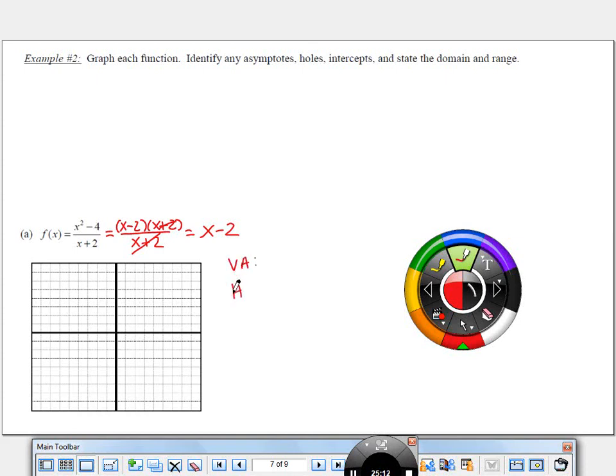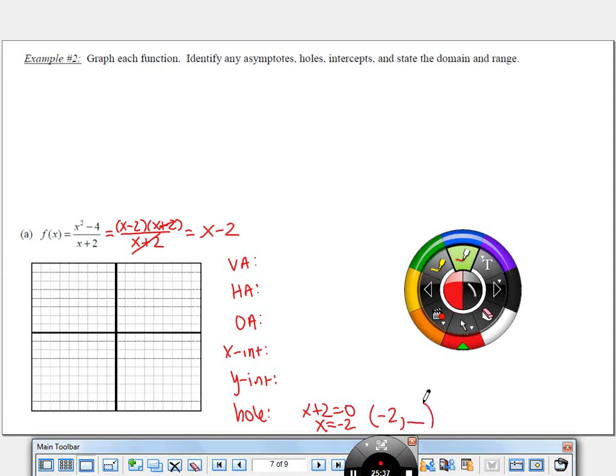So we'll do all of our normal asymptote stuff. But we're also going to make a note that there's a hole. Okay? So how we figure out where the hole is: if we look at the factor that canceled, we set it equal to 0, and we get that x is equal to negative 2. That means there's a hole in the graph at negative 2 comma somewhere.